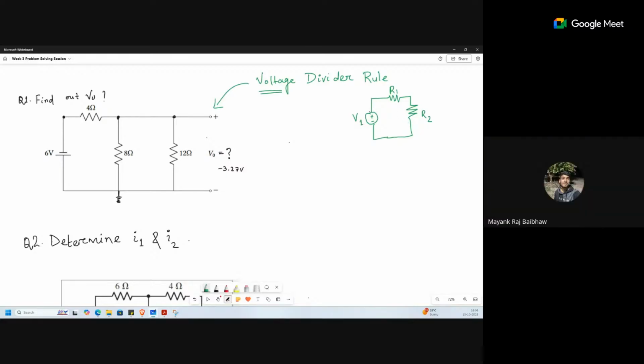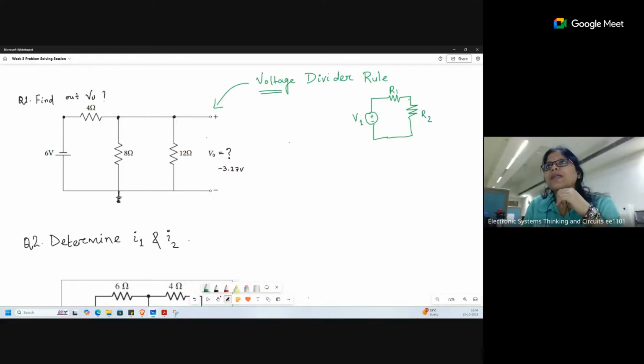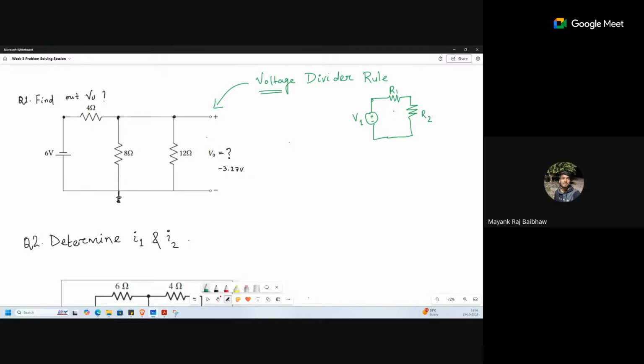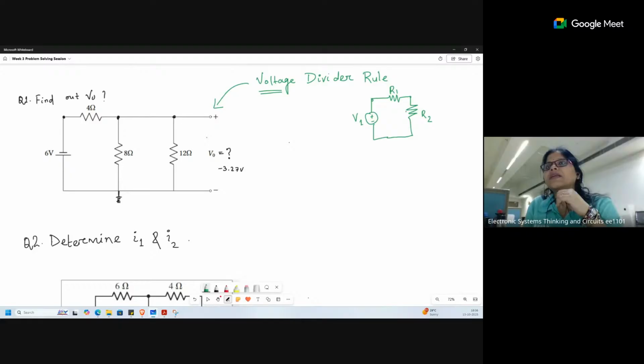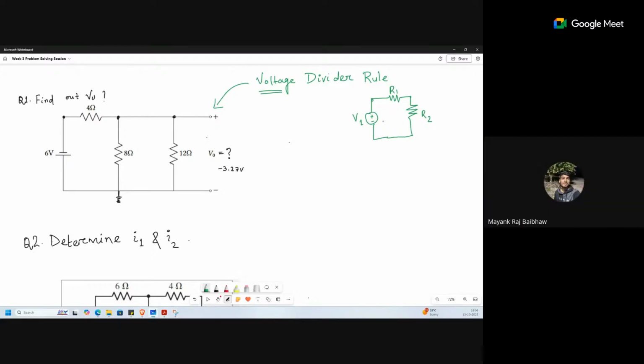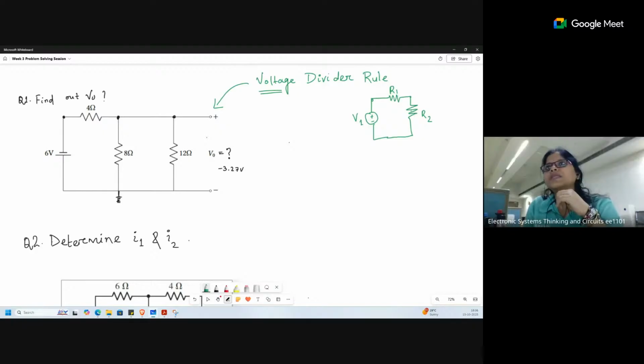Series or parallel. How do we know, ma'am, that these are connected in series or parallel? Ma'am, 4 ohm, 8 ohm, or 8 ohm and 12 ohm? No, not this. The right side, which I'm writing in green color, right? Acha, that is in series, ma'am. This is in series. R1 and R2 are in series.